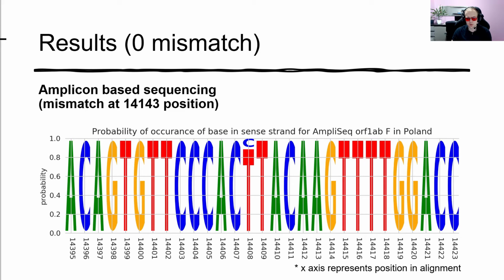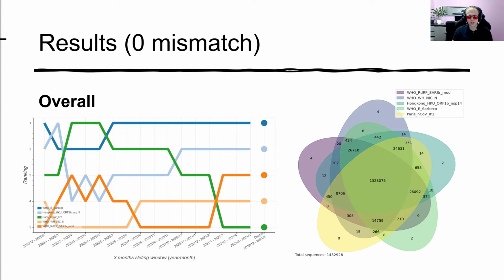On this logo plot, you can see one substitution at position 1400-143. The standalone mismatch caused all the problems with amplicon-based sequencing, producing gaps in ORF1a region in all of the sequences from patients that belonged to the same medical cohort in Poland, despite only 10% of probability of occurrence of this mutation. The results of our benchmark determined the 5 potentially best sets of primers for diagnostic use.